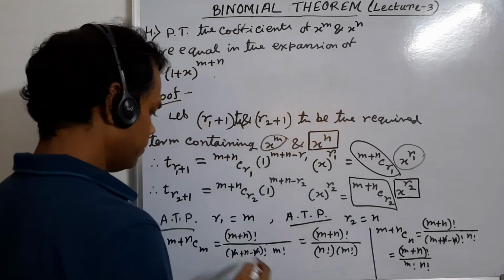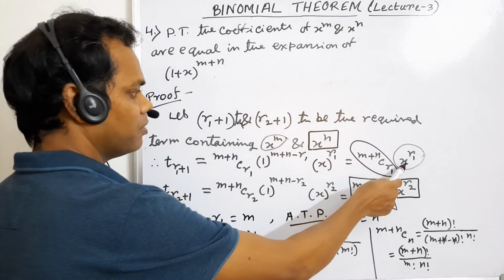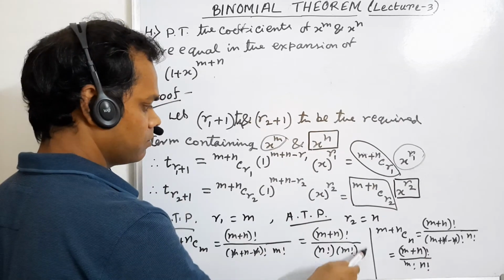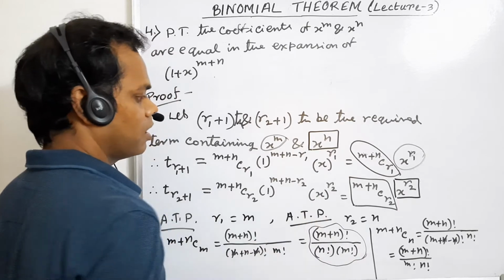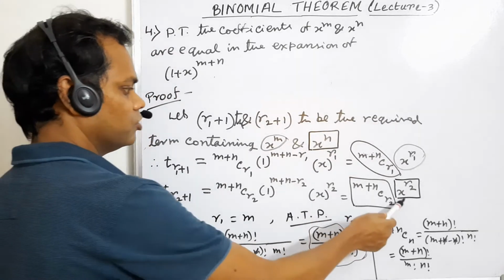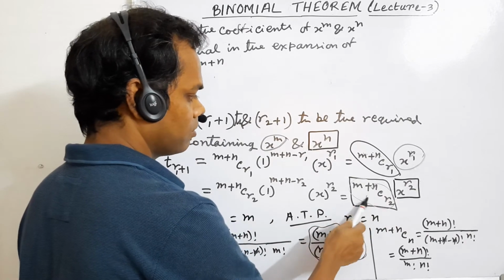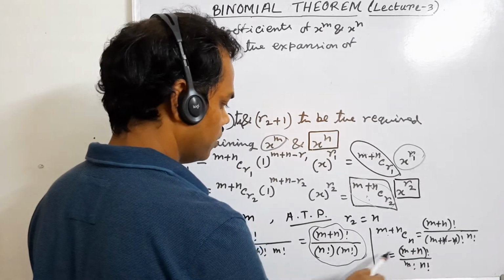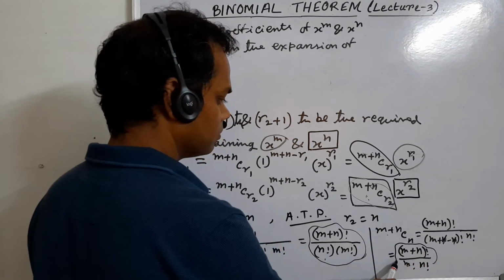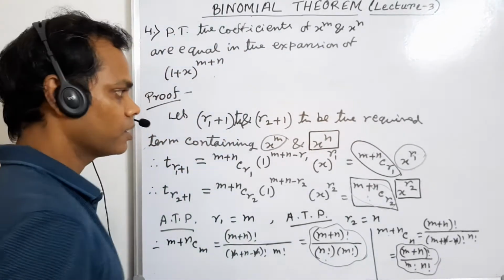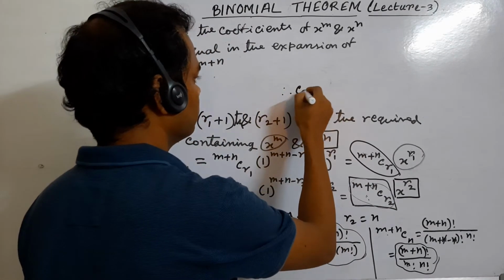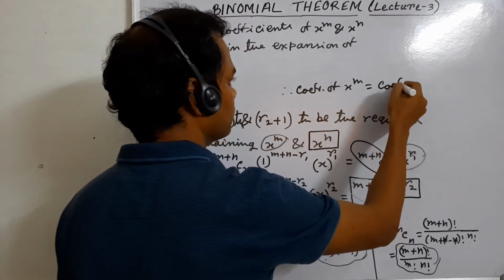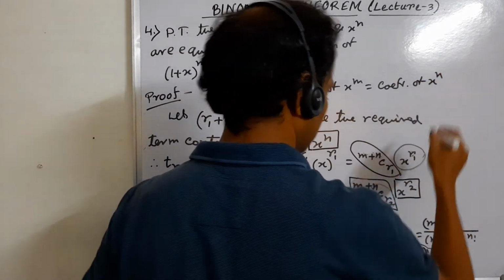Now students, you see that the coefficient of x to the power m, that is x to the power r1, is (m+n)C(m), this one, and the coefficient of x to the power n, that is x to the power r2, is this one. From this we can get (m+n)C(n) equals (m+n) factorial by m factorial n factorial. So this term and this term will be the same. So the coefficient of x to the power m is equal to the coefficient of x to the power n.